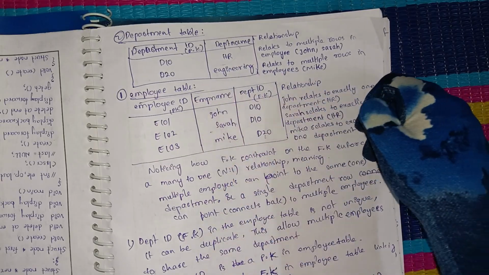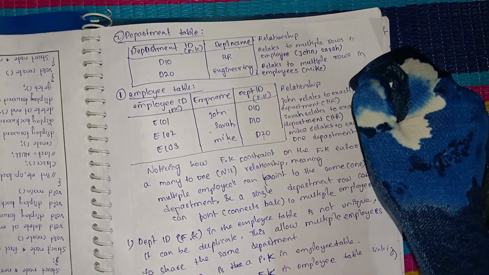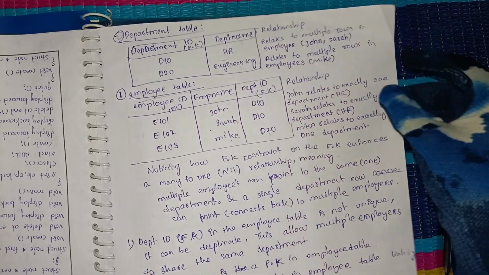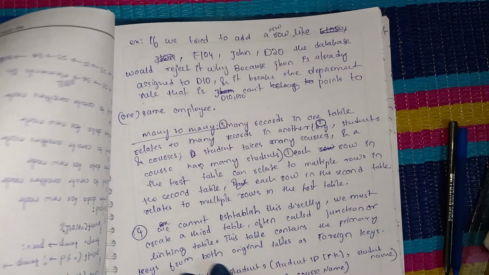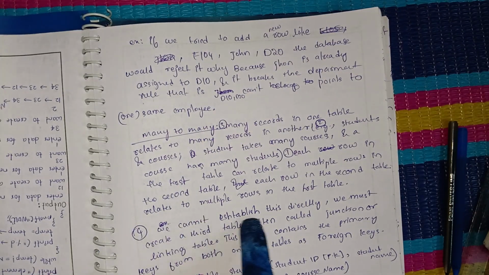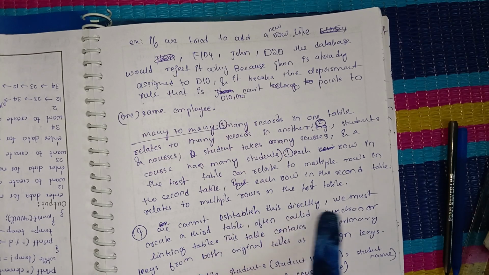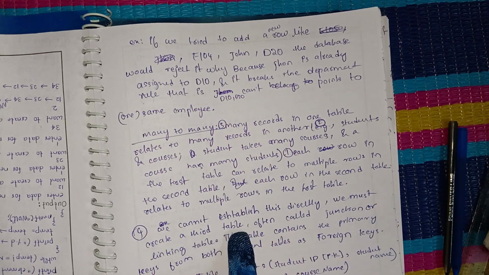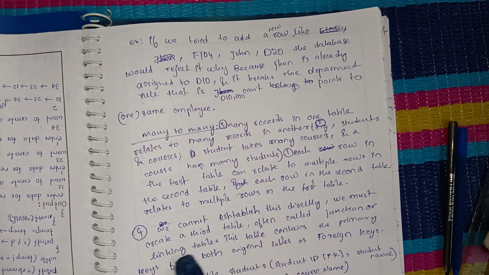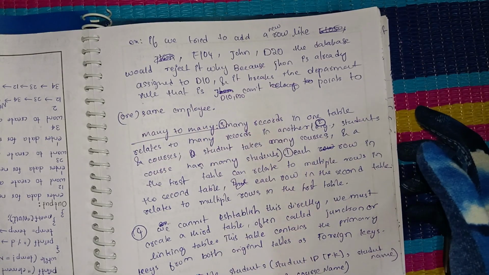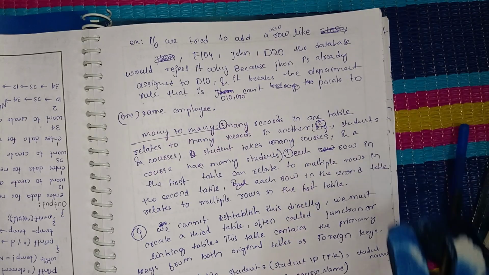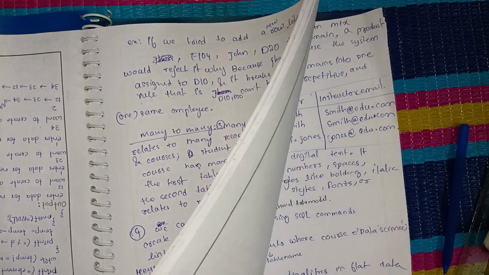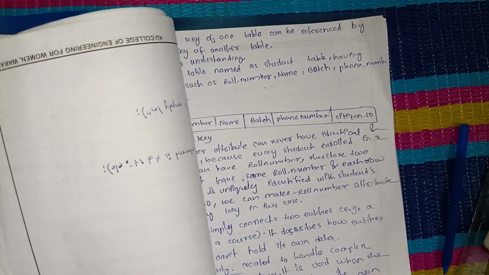Okay, as I've explained in the starting of this class, here in the many to many relationship, we can't establish this directly. We must create a third table, often called a junction or linking table. So why do we need to create a third table? Because of data redundancy.